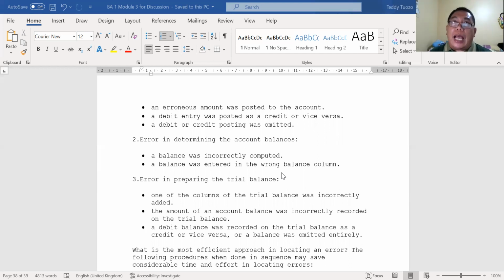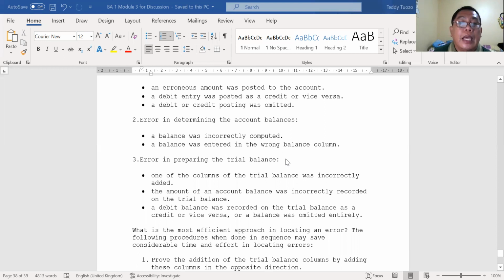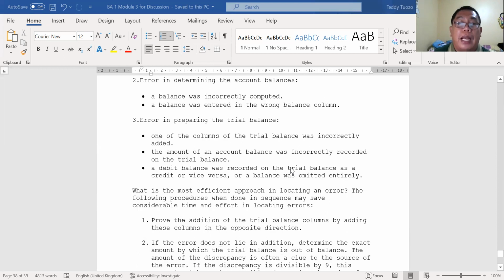Kibali, for example, ang cash, debit man kita, na butang nimo siya sa credit column sa trial balance. So, that is what is meant by a balance was entered in the wrong balance column. Error in preparing the trial balance: one of the columns of the trial balance was incorrectly added, no?